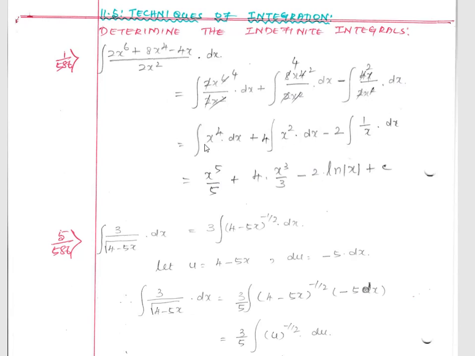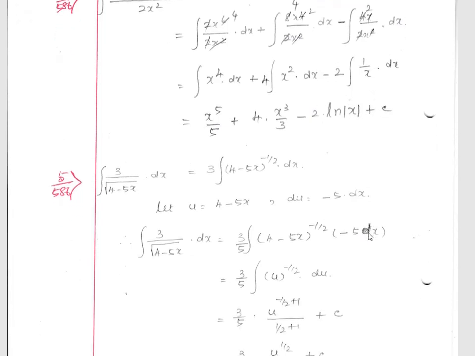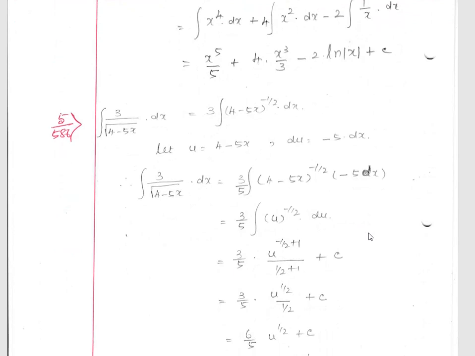Now we have to do the integration. We know the basic formula for the integration of x^n is x^(n+1) divided by n+1. So here n is 4, therefore x^(4+1) divided by 4+1, x^5 by 5, plus 4 times x^(2+1) divided by 2+1, which is x^3 divided by 3, minus 2 times the integral of 1 over x, which equals ln x, the natural logarithm of x, plus c, the integration constant. And that is a very simple question.